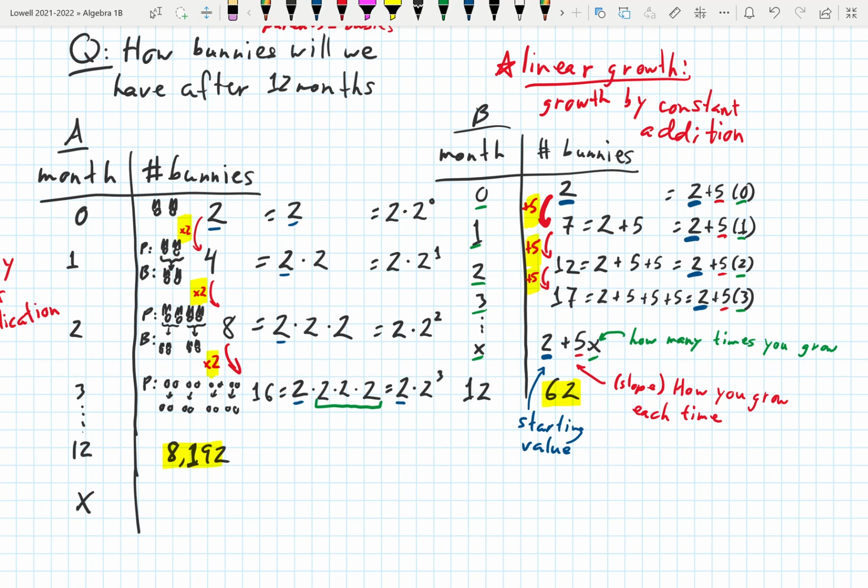And so I'll forward those videos to you. But this pattern seems to hold just like it did for the linear situation. So again, this front 2 is our starting value.